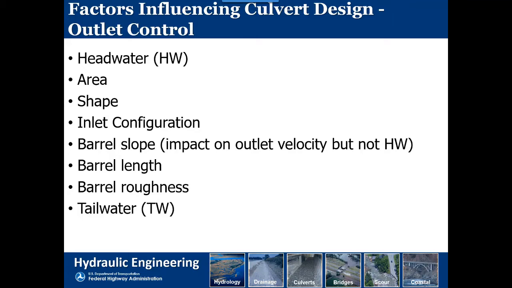Barrel slope is important. Barrel length and roughness are the combined frictional resistance. So if you have a rough barrel that's short, you have so much frictional resistance. If you have a rough barrel that's really long, you have a lot more frictional resistance. So there's two components, the barrel roughness and the barrel length, and these two combine to let you know what your frictional resistance and your friction loss is. And then the tailwater condition.